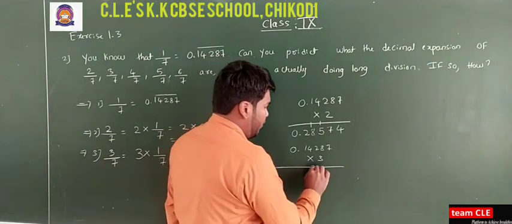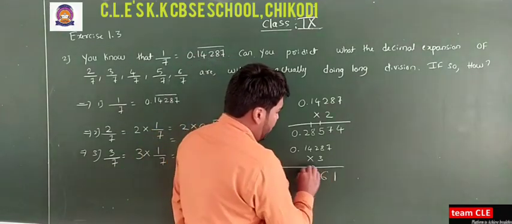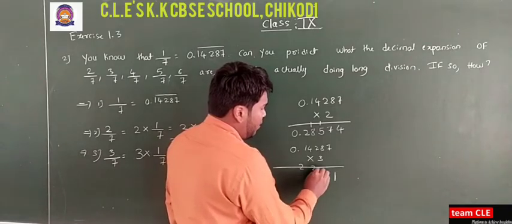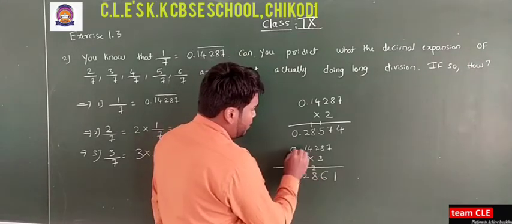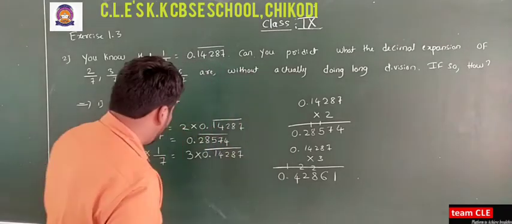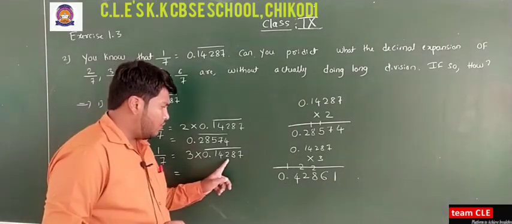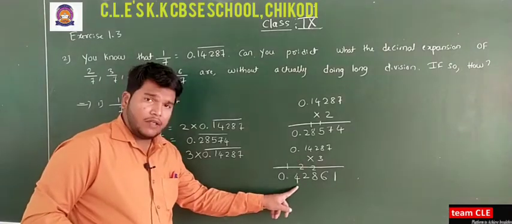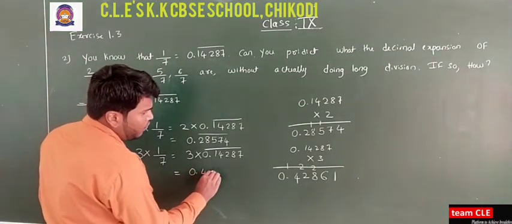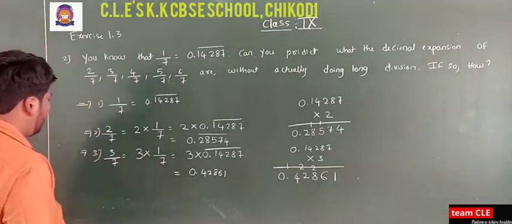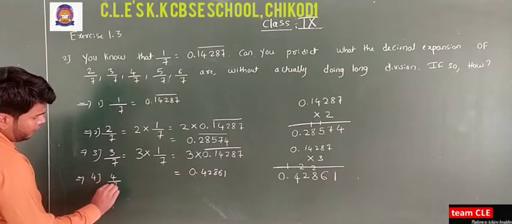So 3 sevens are 21, 1 carry, 3 eights are 24, 24 plus 2 is 26, 2 carry, 3 twos are 6, 6 plus 2 is 8, 3 fours are 12, 1 carry, 3 ones are 3, 3 plus 1 is 4, and 3 into 0 is 0. So 3 into 1 by 7, that is 3 into 0.142857 with the bar, gives 0.428571 with the bar. Write this value.